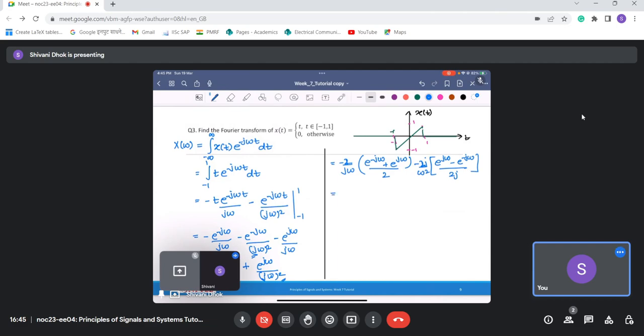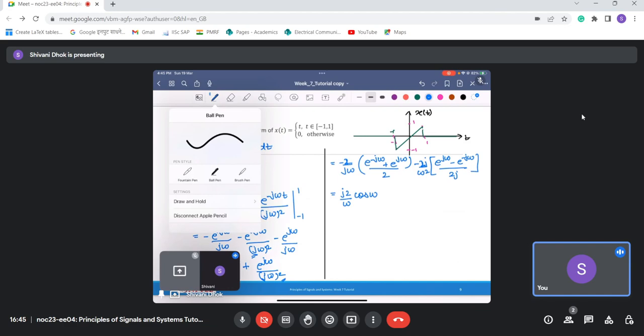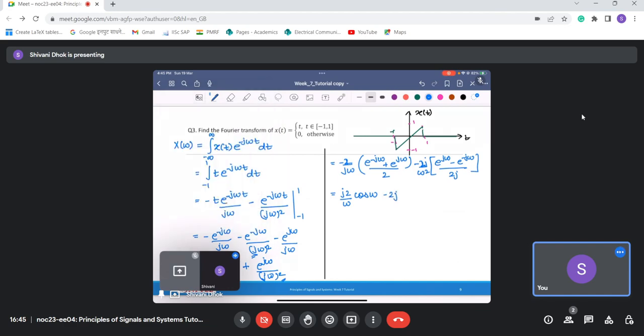So this becomes, this 1 upon j is basically minus j, so I can write this as j into 2 by ω, and this factor here is basically cos ω, and again this factor here is nothing but sin ω. So this is minus 2j upon ω² sin ω. So this is the Fourier transform of this signal here.